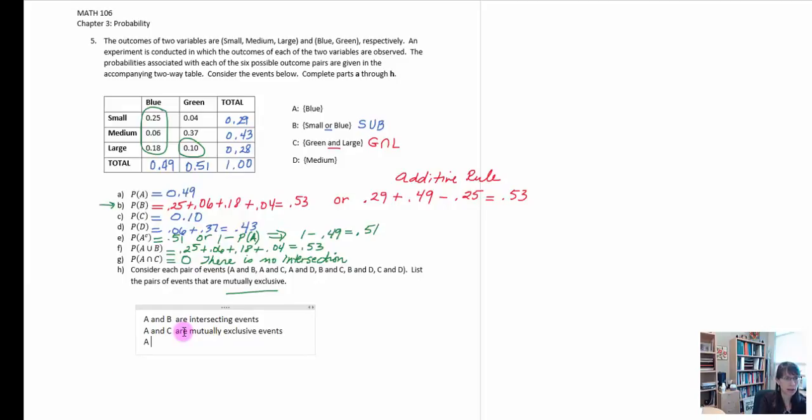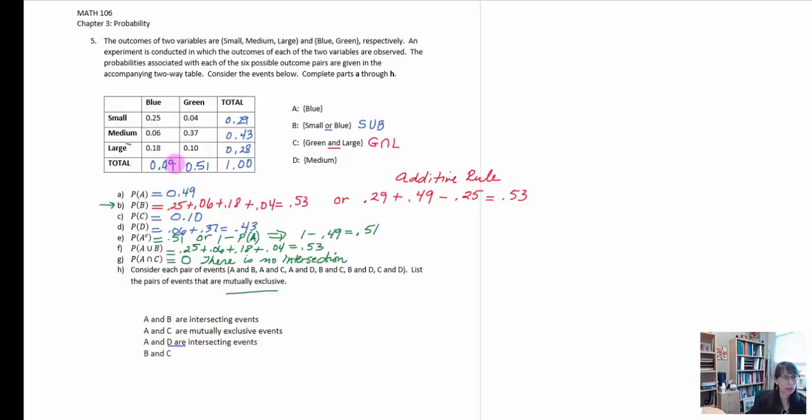Next we'll consider A and D. Again, A is blue, so I'll leave my circle around blue. D is medium. Medium involves these two probabilities, and so it looks like 0.06 is shared, so those are intersecting, not mutually exclusive.